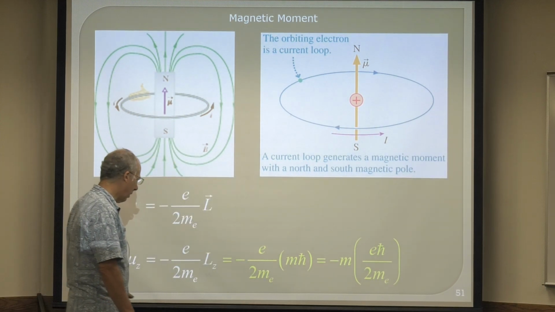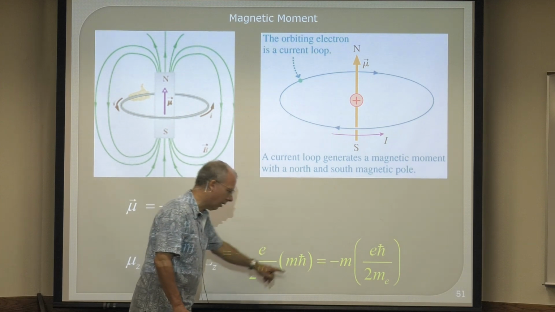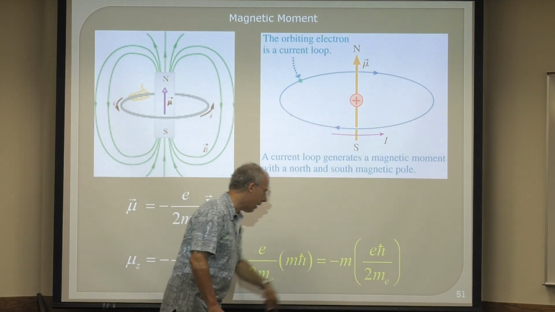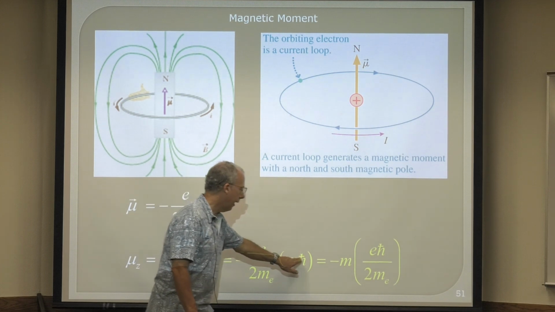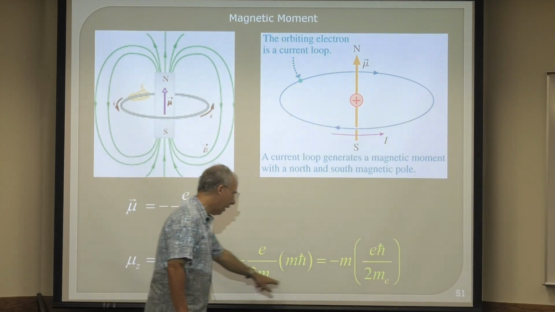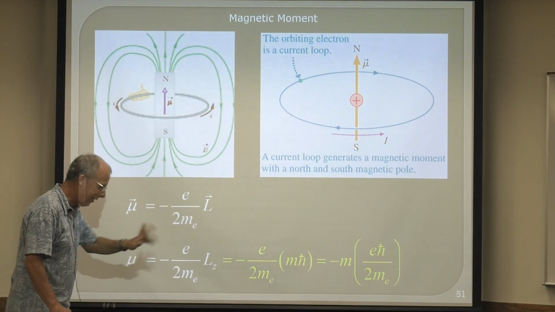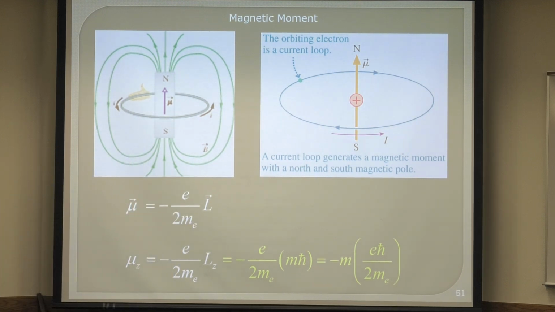If you want to write it a little differently, the m is the quantum number, so you can pull it outside. So you pull the m outside, then you have e h bar over 2 times the mass of an electron. That's all you need. Don't worry about it, you'll see.